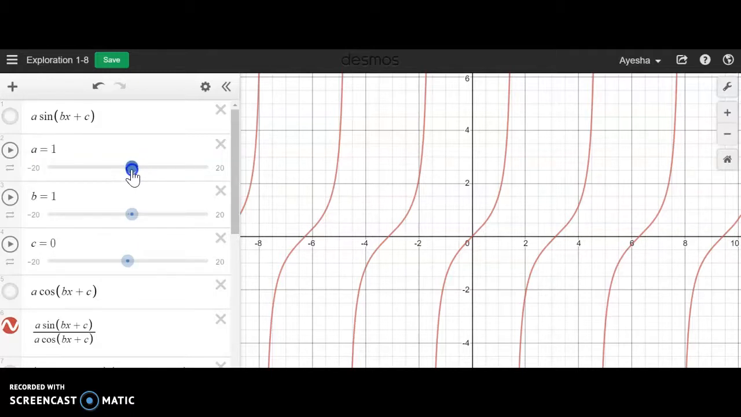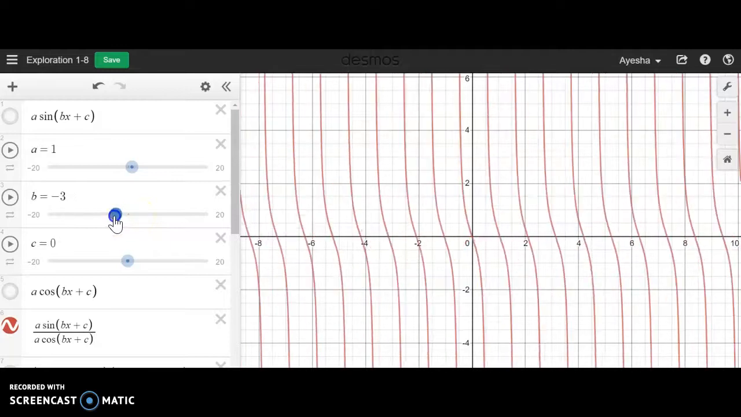This also makes sense because the graph of tangent doesn't really have an amplitude like the graphs of sine and cosine do. So varying the value for a isn't doing anything. Let's see what happens when we vary the value for b.